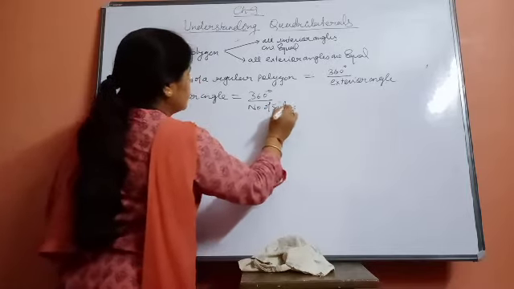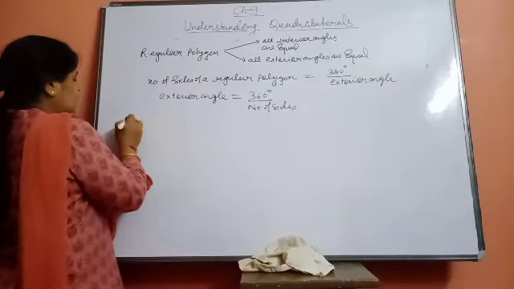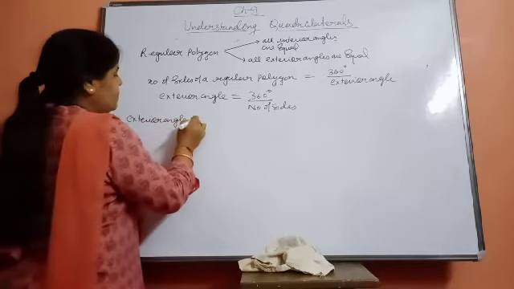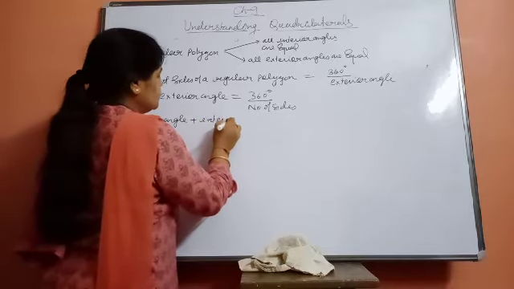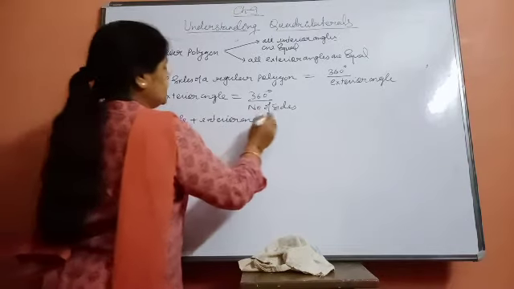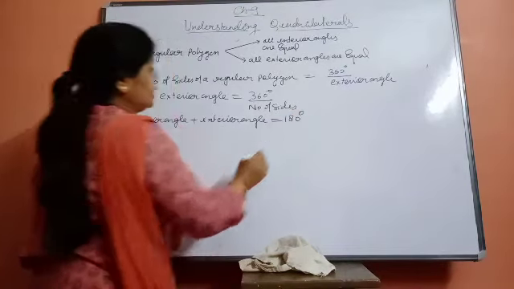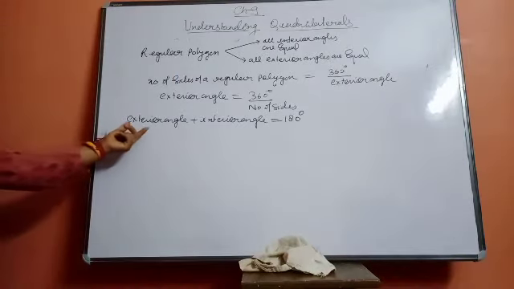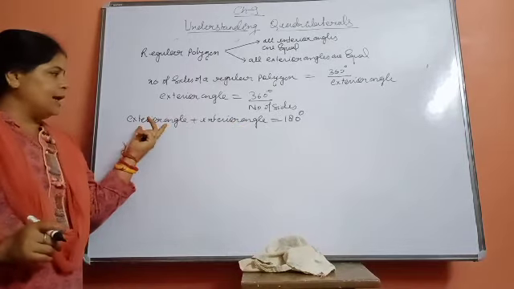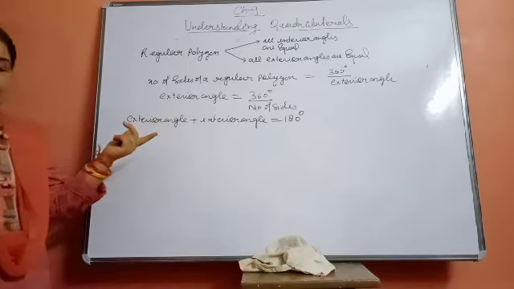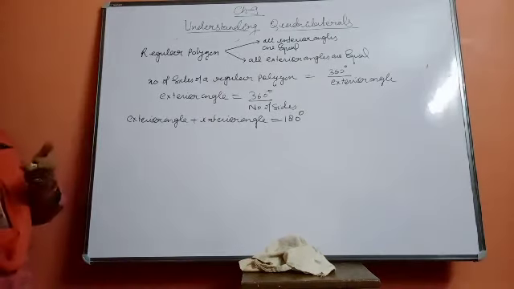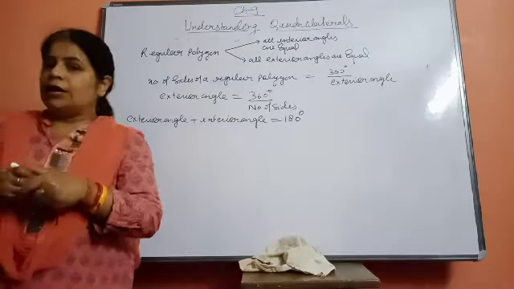Number of sides. And one more thing you have to keep in mind: the sum of exterior angle plus interior angle is always equal to 180 degrees. If we are given an exterior angle, then we can calculate the interior angle. With the help of this, we subtract the exterior angle from 180 degrees and we get the interior angle. If the interior angle is given to us, then we subtract it from 180 and we get the exterior angle.